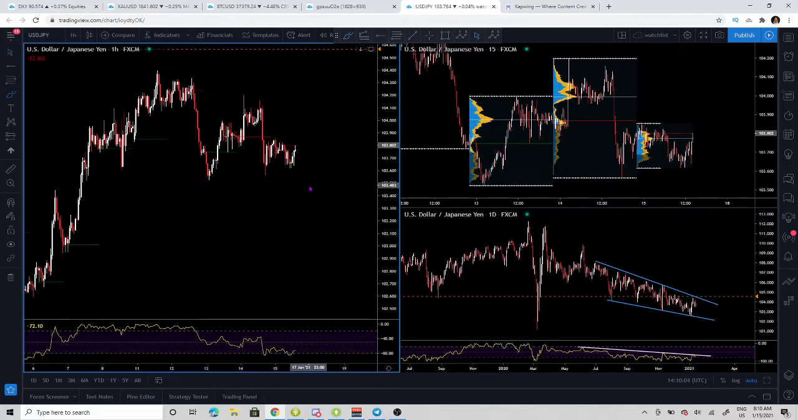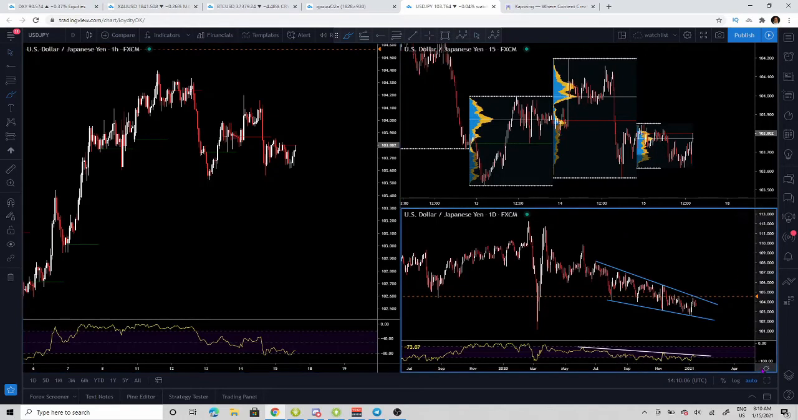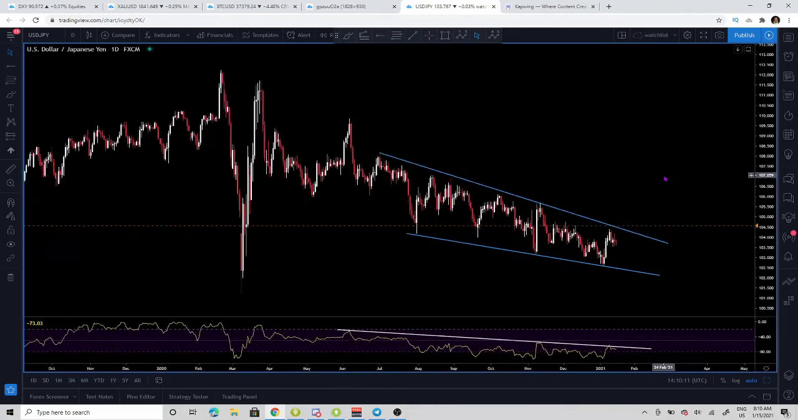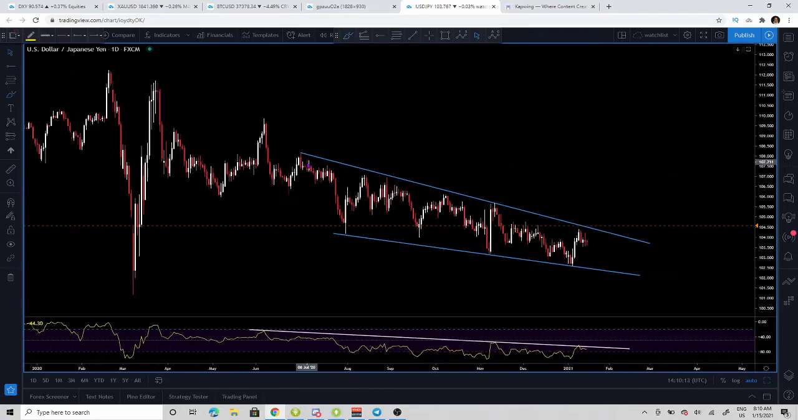So let's start with the long-term US dollar Japanese yen chart. This is the daily chart, and as you can see, this is an untradable market for me, at least on the daily. I do swing trades, so I'm not interested in trading this choppy market, but nevertheless I am keeping it on my watch list because once this breaks, it's going to fly, right? Or once it breaks, it's going to dip very hard.